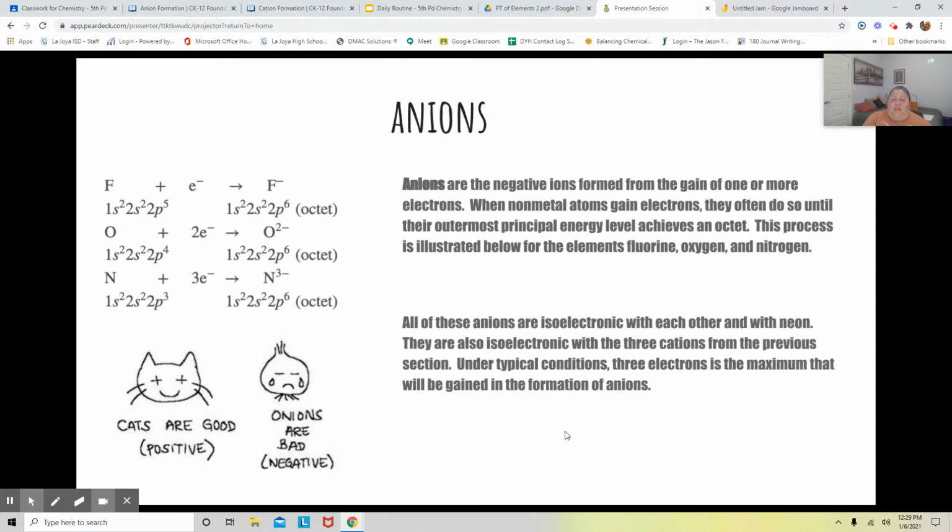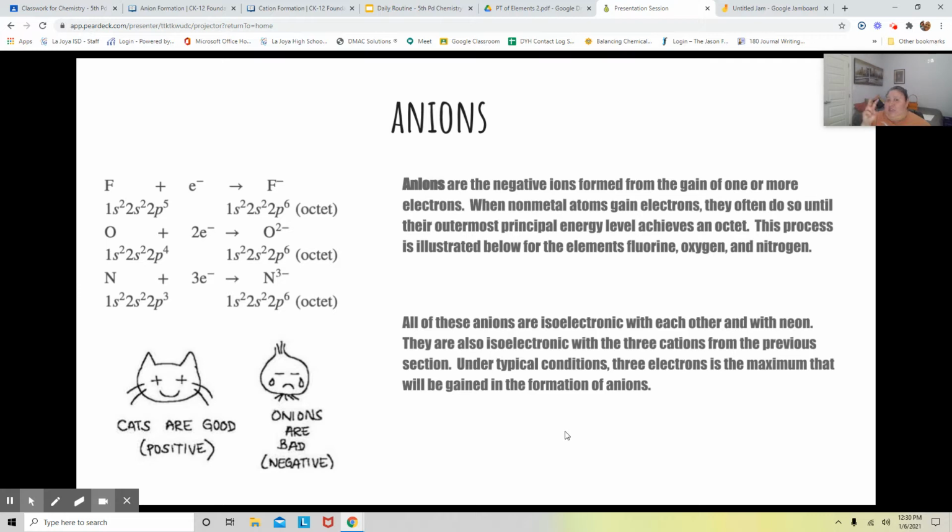And why do they want to do it? Well, when nonmetal atoms gain electrons, they often do so until their outermost principal energy level achieves octet. Remember, the magic number that every single element on the periodic table wants in its outer orbital and its outer energy level is 8. So for nonmetals, they have a tendency to say, hey, gimme, gimme, gimme. Why? Because I need to make octet, and I'm almost there. Okay? Nonmetals usually have more than 4 electrons, so it's going to be easier for them to gain electrons than it is for them to lose electrons.